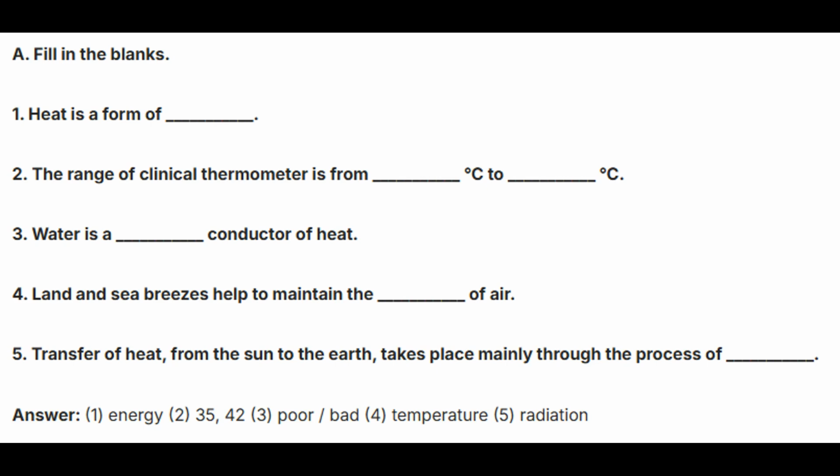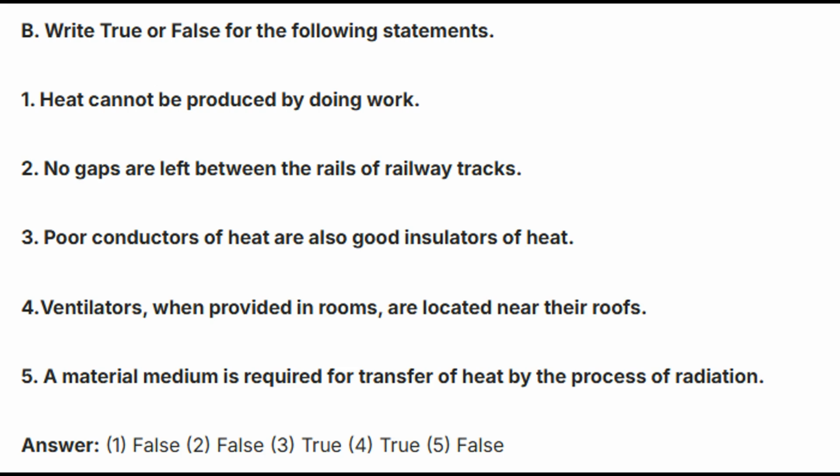Third, water is a poor conductor of heat. Fourth, land and sea breezes help to maintain the temperature of air. Fifth, transfer of heat from the sun to the earth takes place mainly through the process of radiation. B. Write true or false for the following statements.